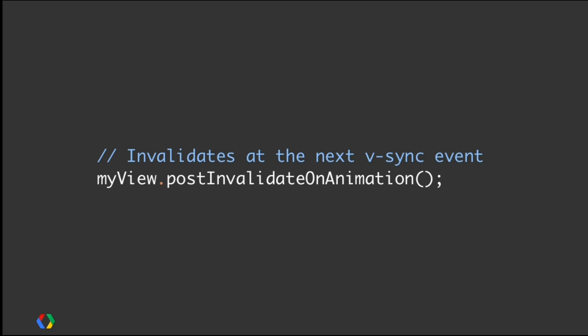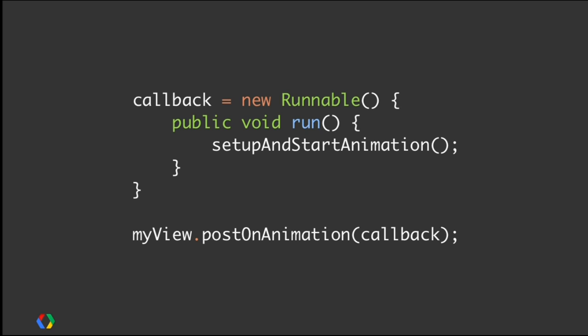But if you're doing your own custom runnable animations that are getting posted later, you can hook into the same vSync pulse by calling methods such as the new post on animation and post invalidate on animation, which are available in the support library. On previous versions of the platform, they will behave just like a normal post runnable or post invalidate. And on Jelly Bean, you'll automatically benefit from the vSync.